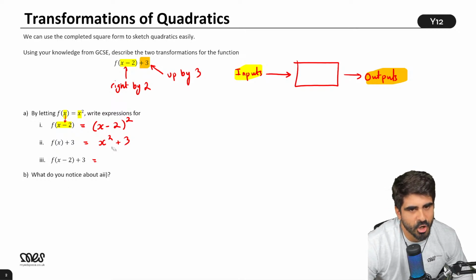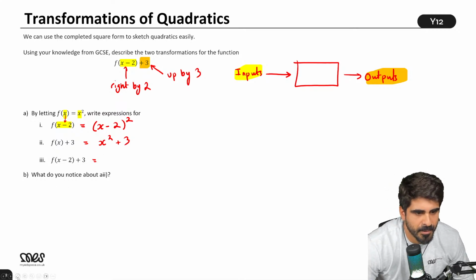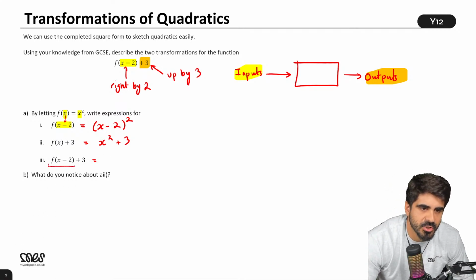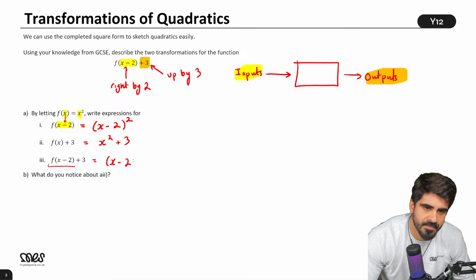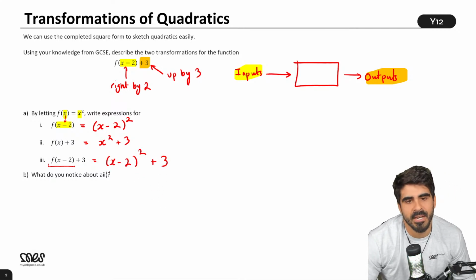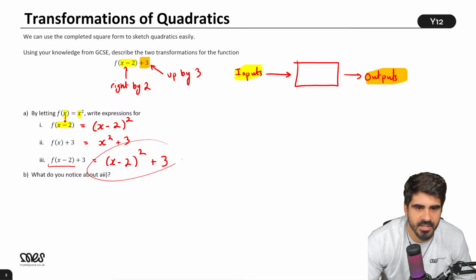Exactly, it's just a combination of the two answers from above, right? So we know what f of x minus 2 is. That's x minus 2 squared. And then we have that plus 3 at the end. Yeah? Now, what do you notice about this answer here?